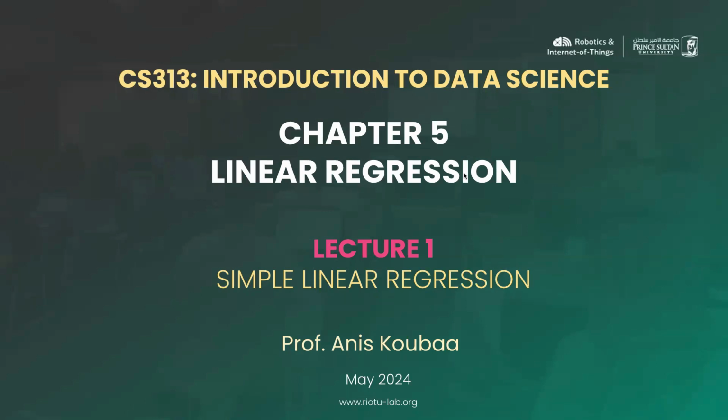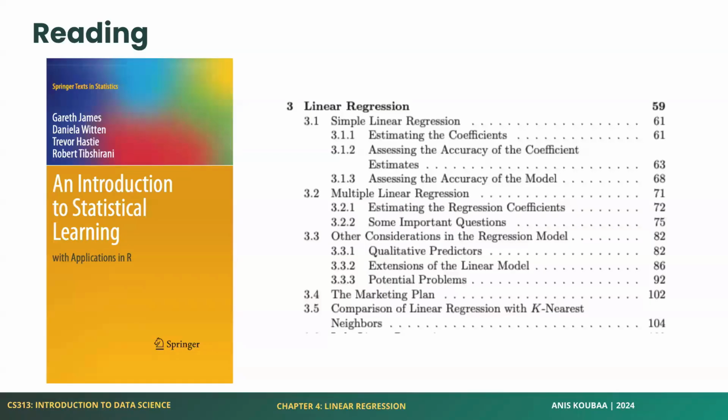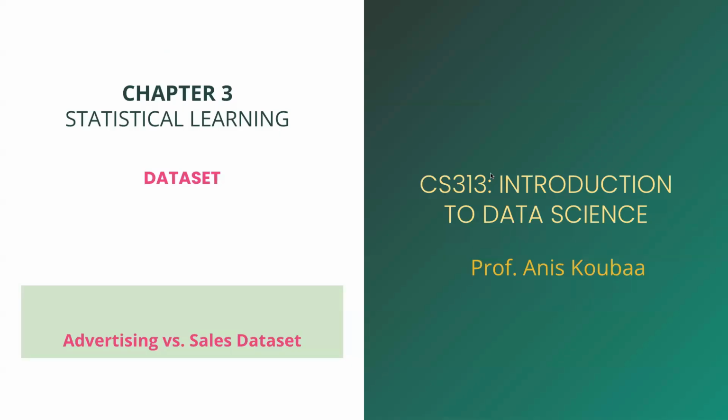And in this first lecture, we will just introduce the very simple linear regression model, which has only two parameters, beta 0 and beta 1. So just simple line for only one feature. So this lecture is based on the following textbook, An Introduction to Statistical Learning with Application in R, and more specifically, it's chapter number 3. And this is a very nice introduction to the concept of linear regression.